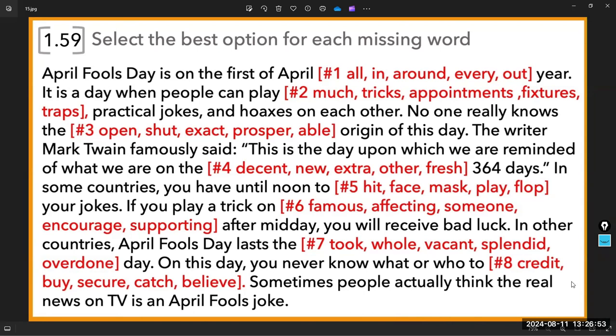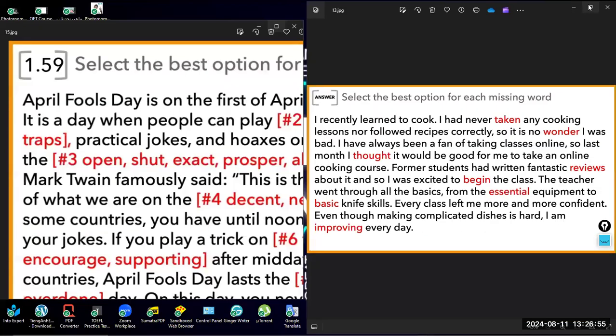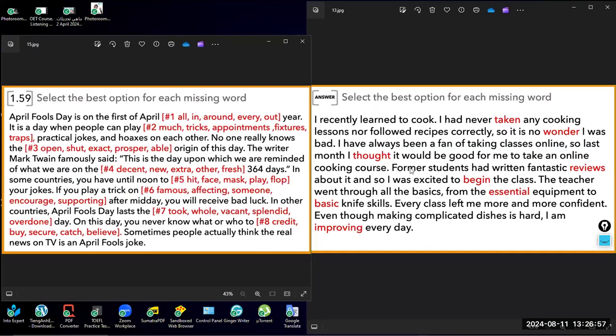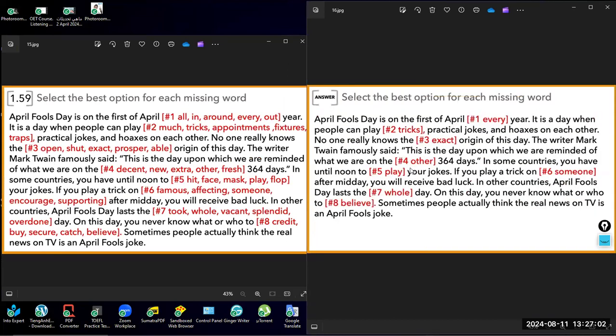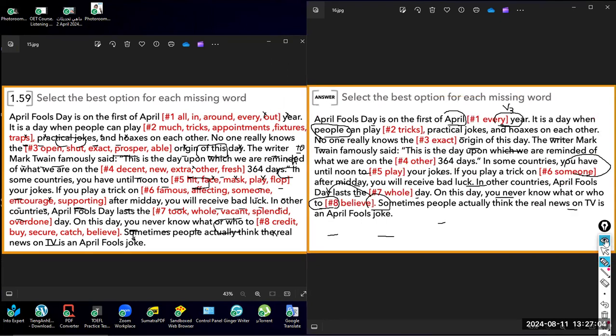Okay, guys, so the 1 minute is finished. Now let me show you the correct words I have to select in passage number 5. So these are the correct words. Now let me read and tell you why I have selected these words.